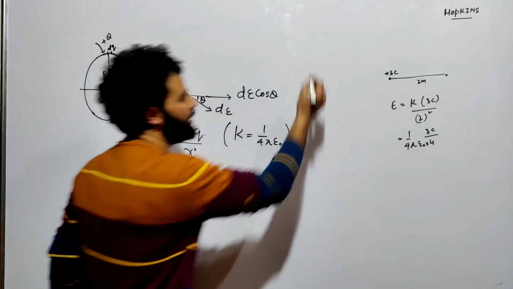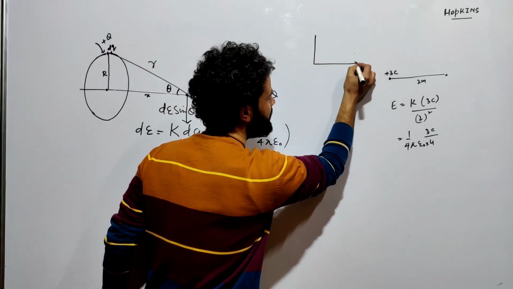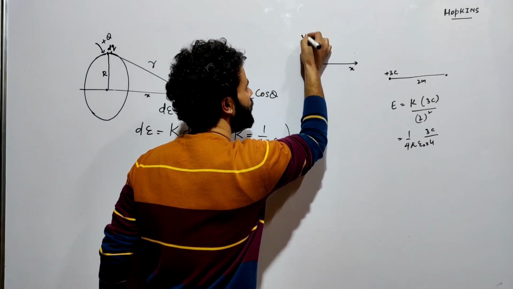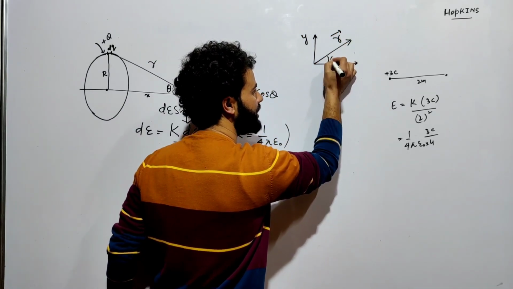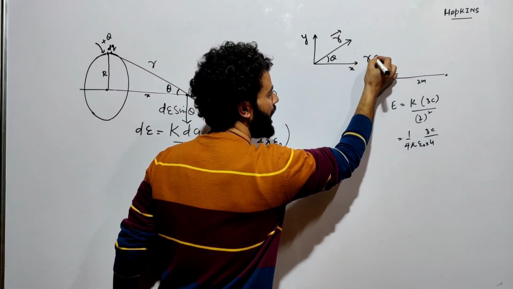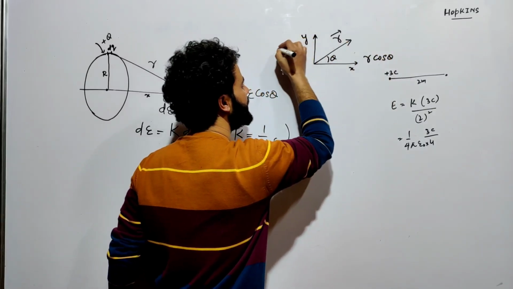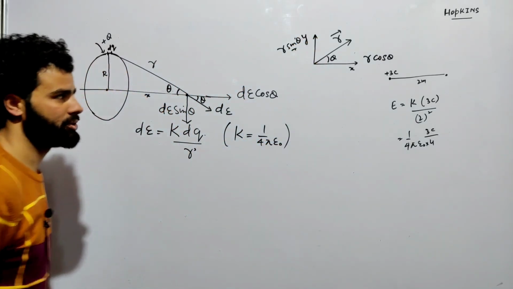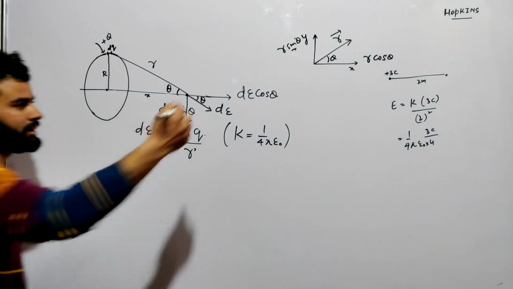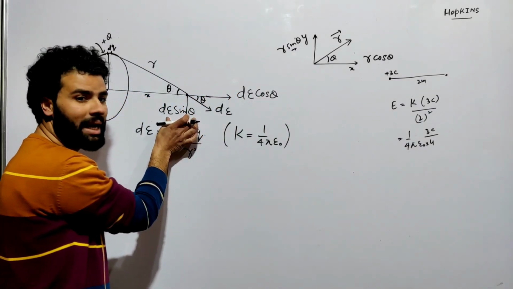If you don't know this, if this is some x-axis, and this is some y-axis, and this is some vector r at some angle theta, then this component would be r cos of theta, and this would be r sine of theta. That is called the projection components of a given vector. So this is dE cos of theta, this is dE sine of theta.